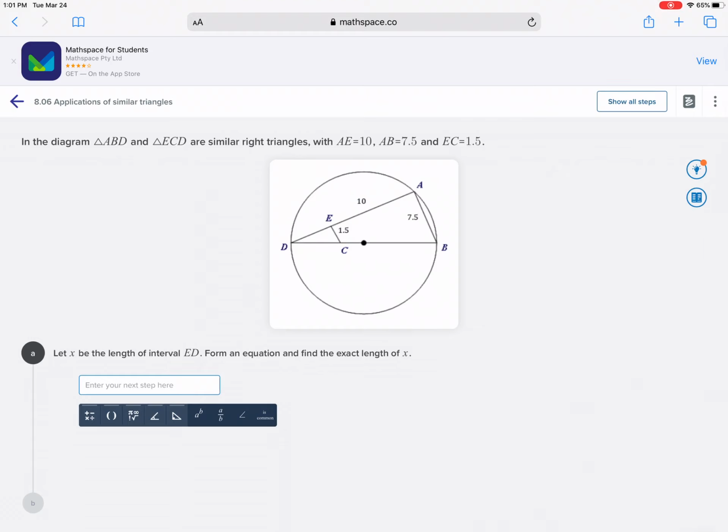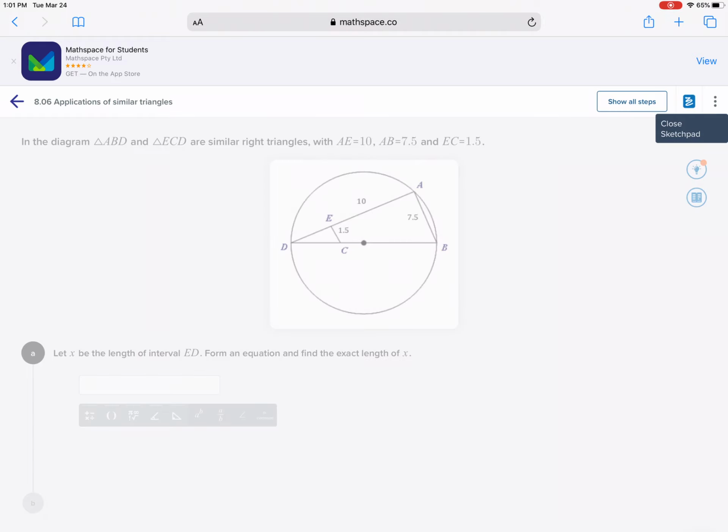Okay, I got a question about number 3 on the 10.3 homework. So let's start with part A. Let x be the length of interval ED. I'm going to use this sketch pad. You see how we have two triangles here?